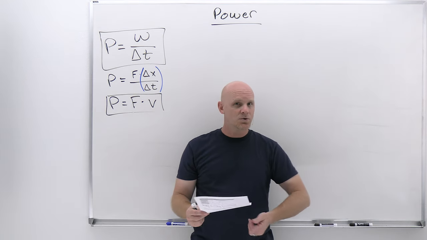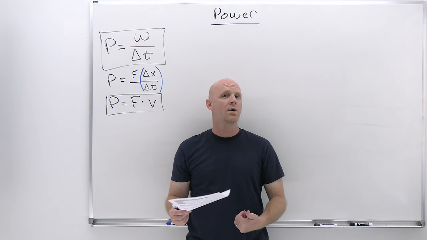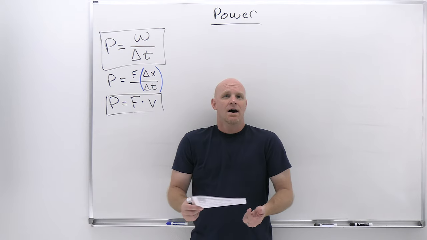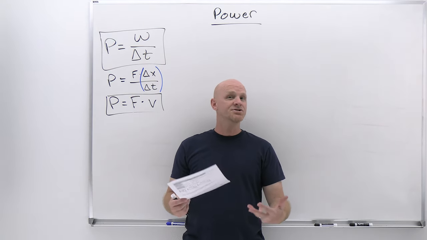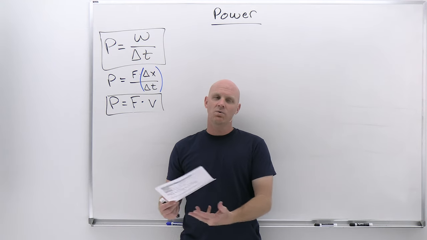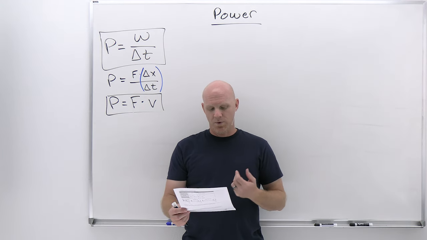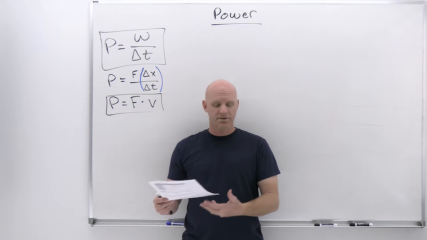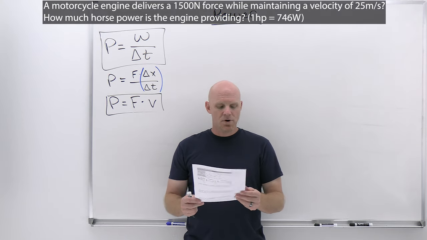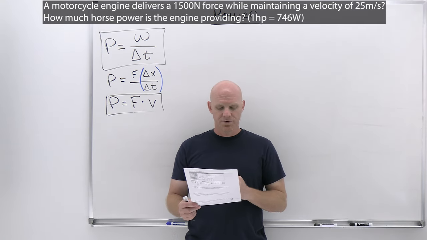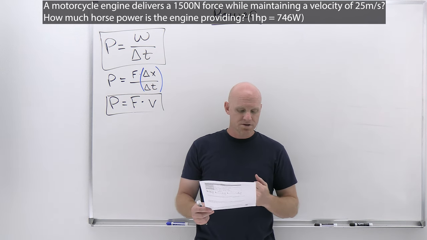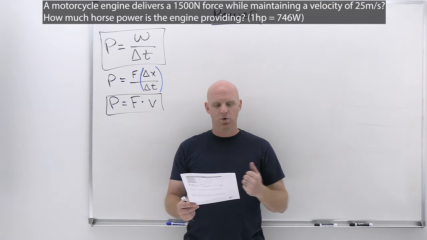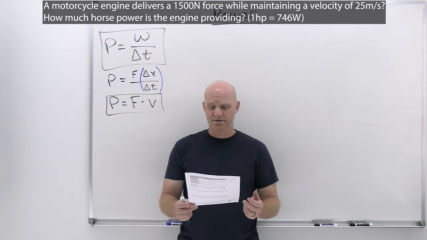All right, so this last question is going to involve finding the horsepower of a motorcycle engine. In this case, the horsepower is actually pretty common in the automotive industry and stuff for any kind of engine, right? So rather than using the SI unit of watts, it's much more common. But we're going to find the conversion is provided to get us from watts to horsepower in this problem. So a motorcycle engine delivers a 1500 Newton force while maintaining a velocity of 25 meters per second. How much horsepower is the engine providing? And 1 horsepower equals 746 watts.